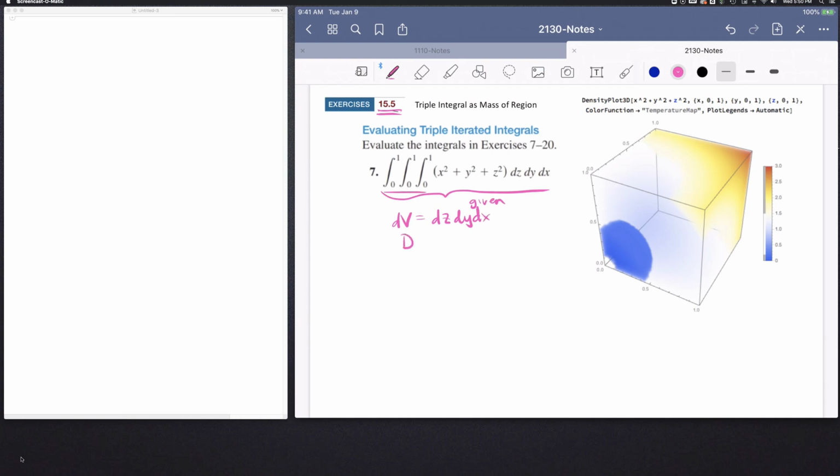can figure that out from the limits of integration here, that D is a cube, a Z by Y by X cube. Z goes from 0 to 1, Y goes from 0 to 1, X goes from 0 to 1. And that's what we were seeing in this picture, that X goes from 0 to 1, Y is going from 0 to 1, and Z is going from 0 to 1. So we have this cube here.